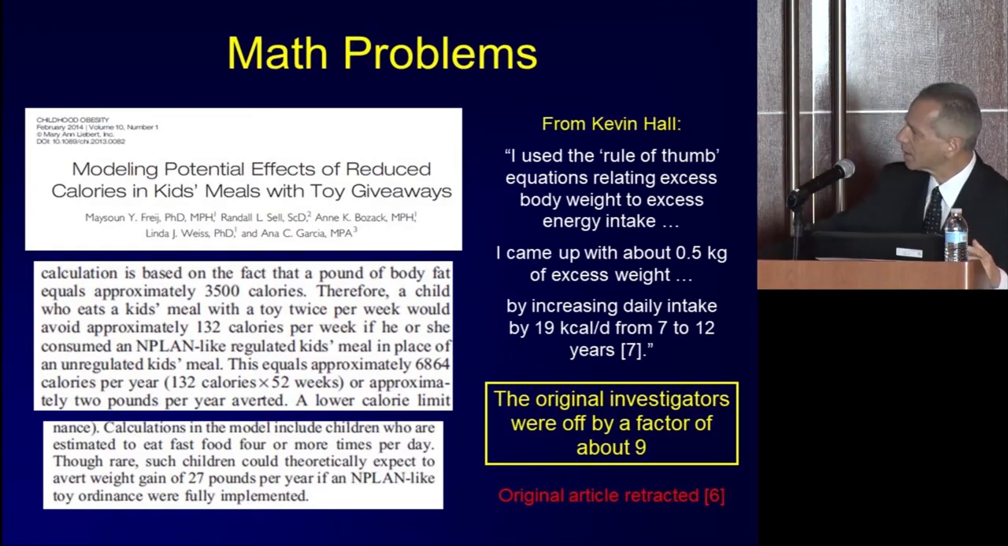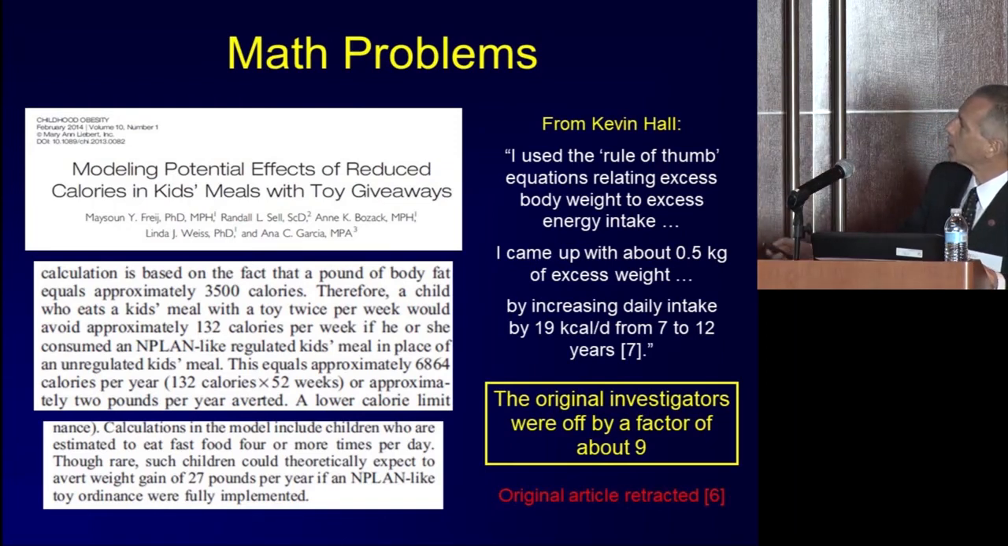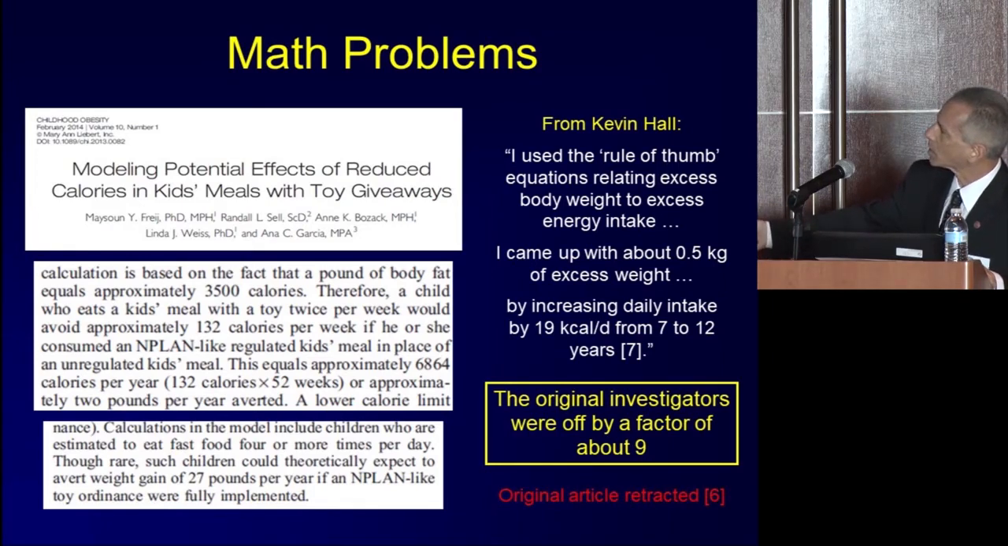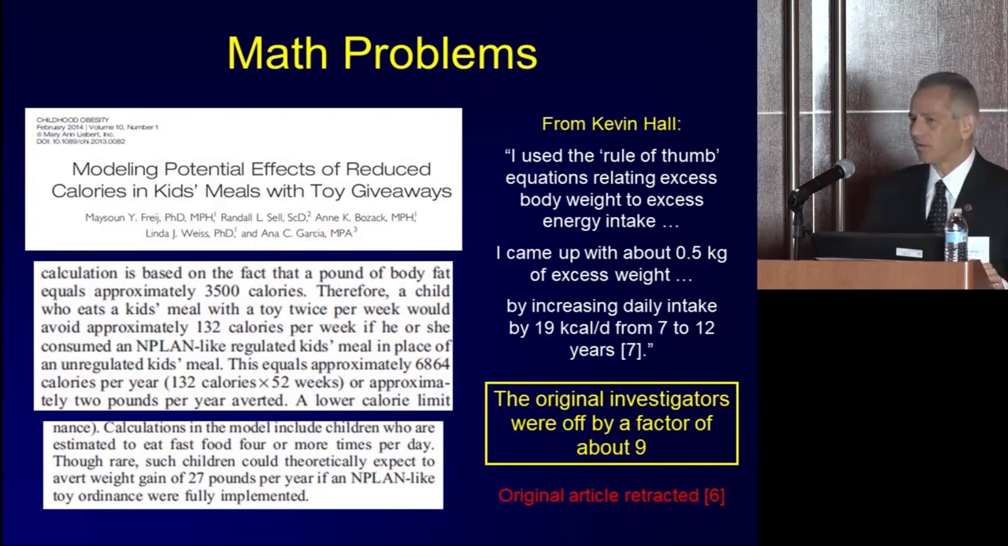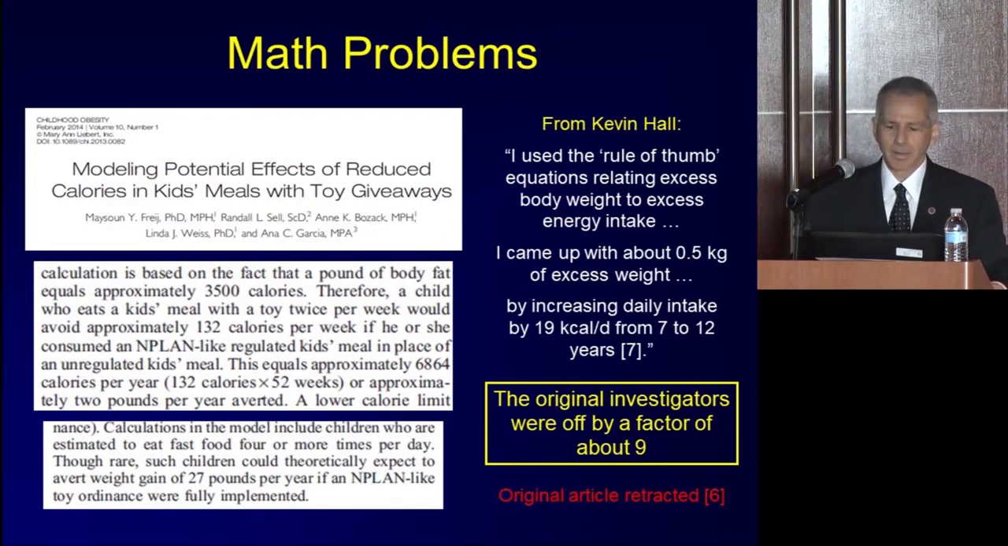Are you kidding me? What is this? It just seems implausible. So I went to my friend Kevin Hall, who has a mathematical model for this. We know this 3,500 calorie rule is bogus. We've published on it many times. He used a proper mathematical model, and we showed that the estimates were off by an order of magnitude. The further you went out in time, the more orders of magnitude they were off. We wrote a letter. The authors did the right thing. They retracted the paper.